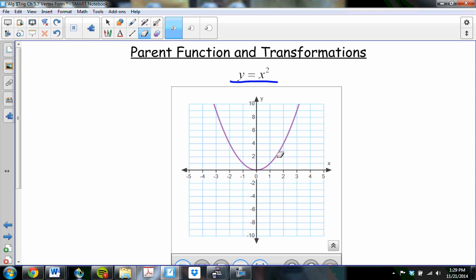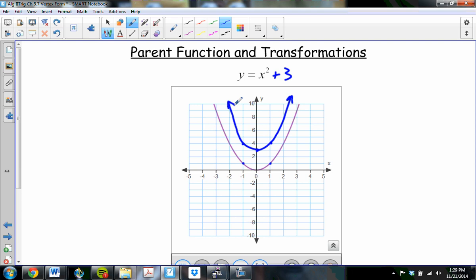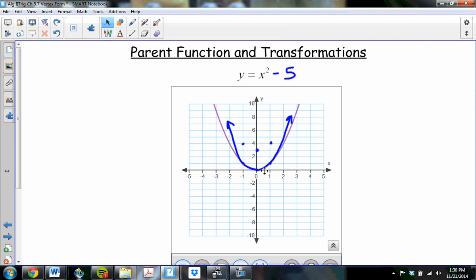That's the parent function. If we start doing things to this function, like if we were to add a 3, the whole graph would move up 3. The vertex would be here, this point would move up 3, this point would move up 3. And the graph would go like this. And if you were to subtract a 3, or subtract a 5, or anything really, if we were to subtract a 5, then the whole graph would have gone down 5.